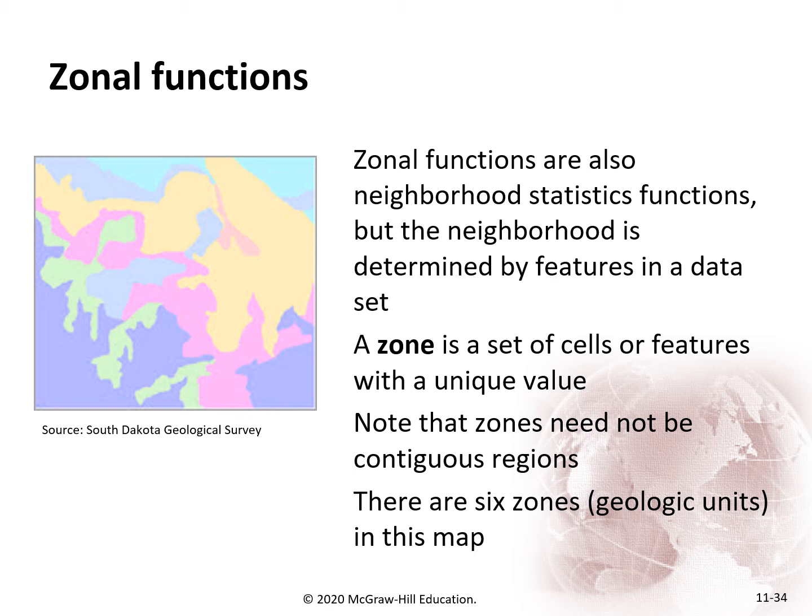Zonal functions are really awesome. They are also a type of neighborhood statistics, but the neighborhood is not determined based on a simple thing like a focal or a block function. It's based on an entire other data set. You have a second data set that you say, this is my zones. Typically, we're talking about a bunch of polygons, and each polygon is a zone, and for that particular zone, it will calculate some statistic from the raster cells that are located within that zone. That's all it does. This is very useful.